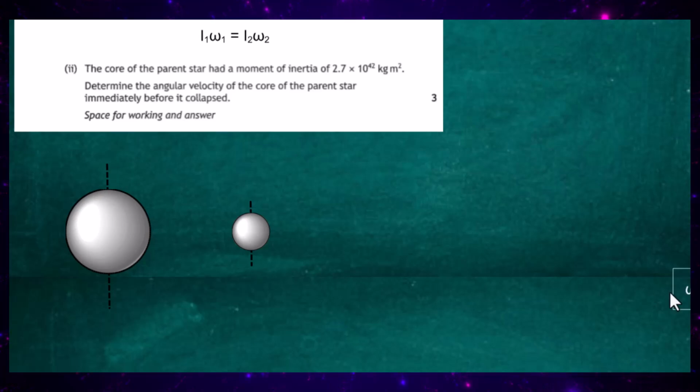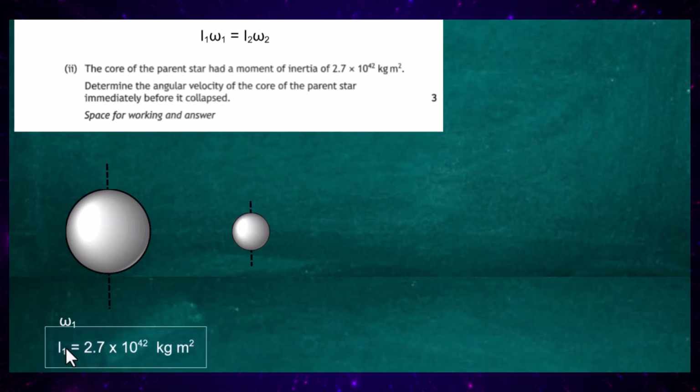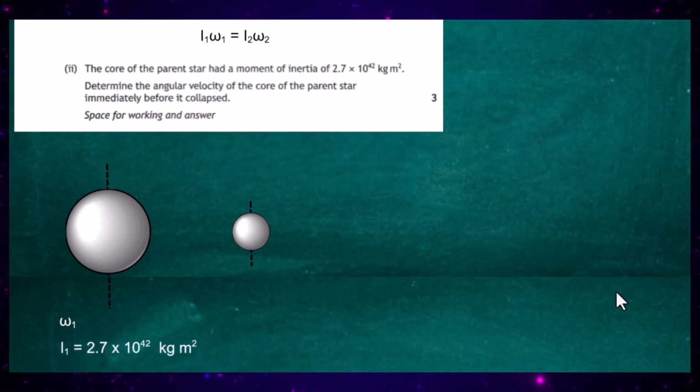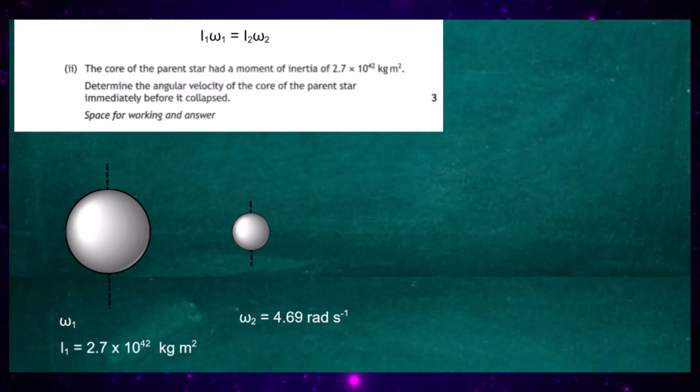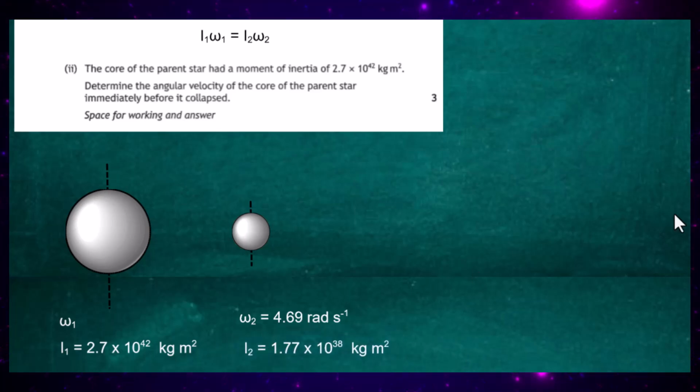Well, we can put in omega 1, that's going to be the angular velocity before the collapse, but we do know that the moment of inertia of the star before the collapse was given by that expression there. I1 is equal to 2.7 times 10 to the power 42 kilogram meter squared. And after it collapsed, we know that the angular velocity of the pulsar was 4.69 radians per second. We were told that in our example. And then we also know that the moment of inertia, which we worked out for the collapsed star, was 1.77 times 10 to the power 38 kilogram meter squared.